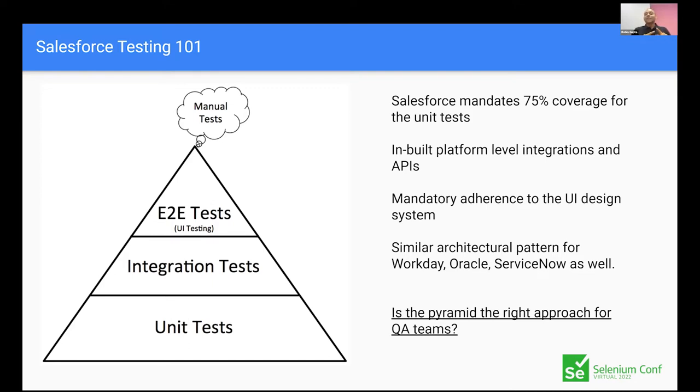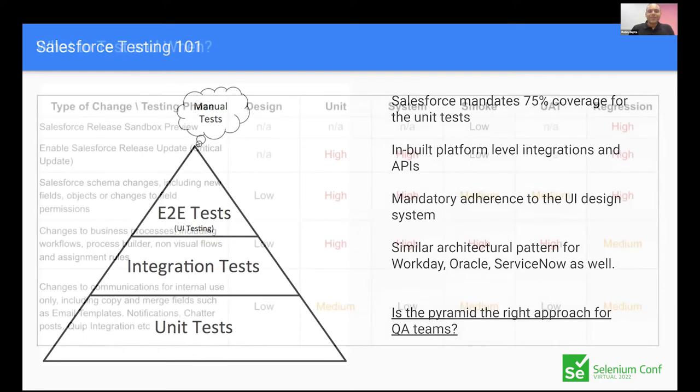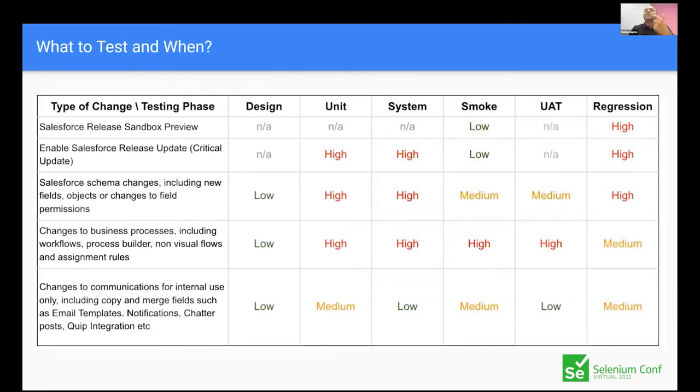So the big question, which we will not answer but is a homework to the audience: is the testing pyramid the right approach for QA teams testing Salesforce and other SaaS applications? And hint, maybe not. Okay. So let's move a little further. So then that brings us to the next question: what should we test on Salesforce and when?